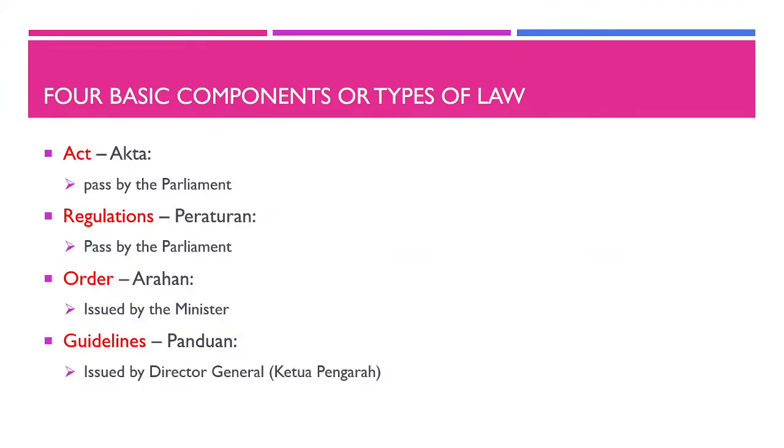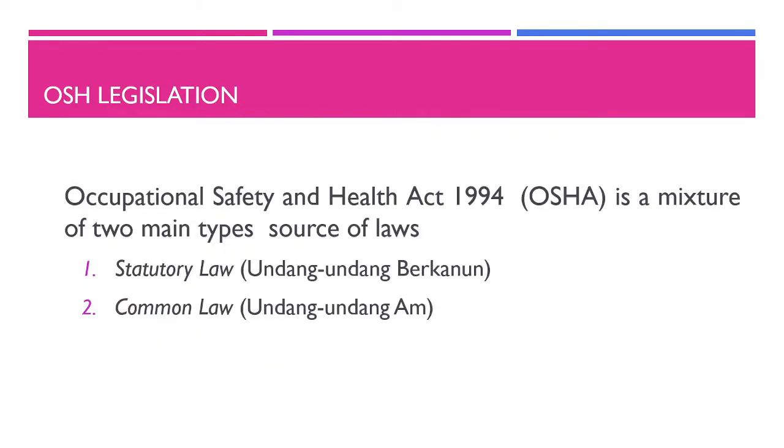Types of law can be divided into four: Act, Regulations, Order, and Guideline. OSHA legislation is a mixture of two main types of law. The first one is statutory law and the second one is common law.